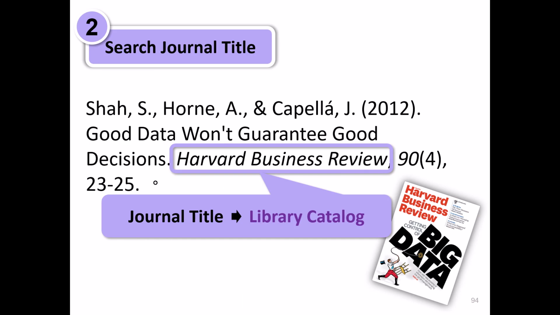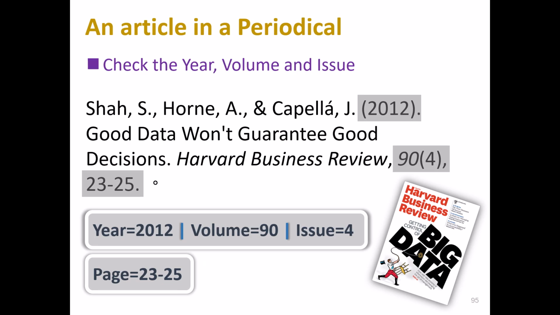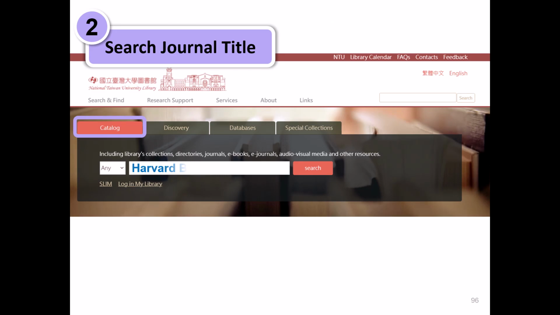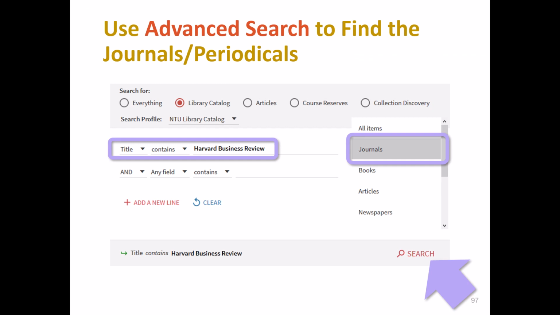Now let's try the second way, to search the journal title. And remember what I said, that if you use the library catalog, you can only search for the journal title. And don't forget to check other information such as year, volume, and issue. And follow the same steps we mentioned earlier. Click the catalog tab and type the journal title, Harvard Business Review, then click the search button. And you can use the library catalog advanced search. Type the journal name and limit the material type to journals to filter out other types of materials with the same title. Then click the search button.